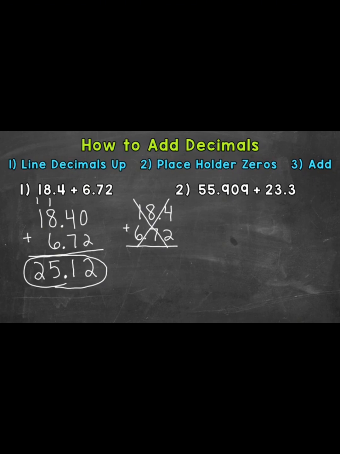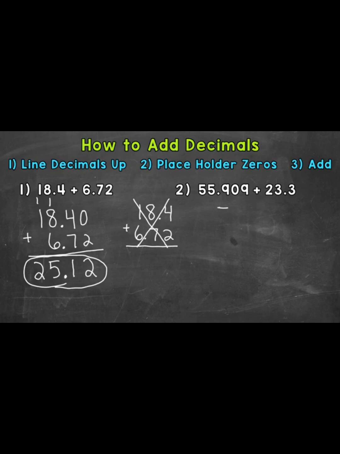Now it is possible that you line the decimals up and then the digits line up as well. Most important part being the decimals are lined up. Let's try another example and move on to number 2, where we have 55 and 909 thousandths plus 23 and 3/10. So first step, line up our decimals.